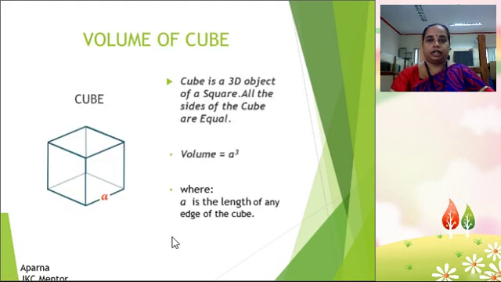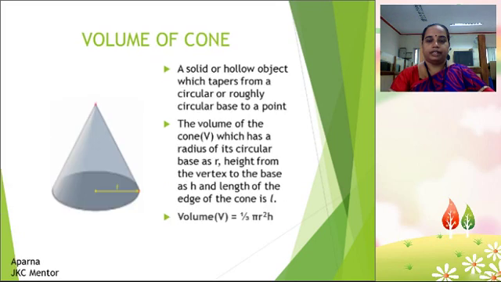Now I am going to tell about the volume of a cube. A cube is a 3D object made of squares. All the sides of the cube are equal. The formula for the volume of a cube is a cube, where a is the length of any edge of the cube. Next is the volume of a cone, a solid or hollow object which tapers from a circular or roughly circular base to a point. The formula for the volume of a cone is 1 by 3 pi r square h, where r is the radius and h is the height.